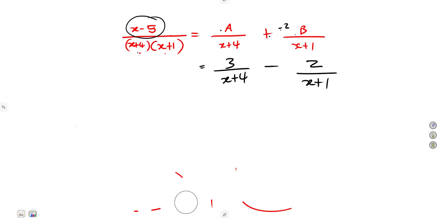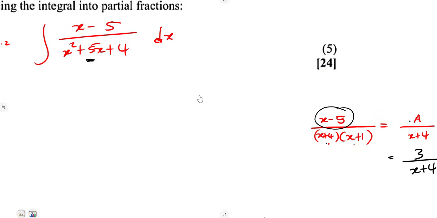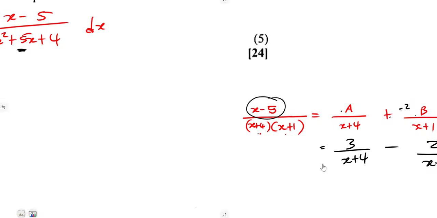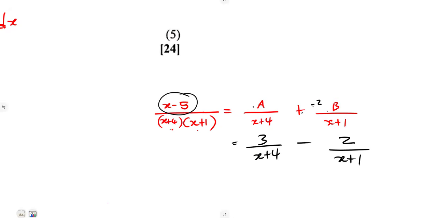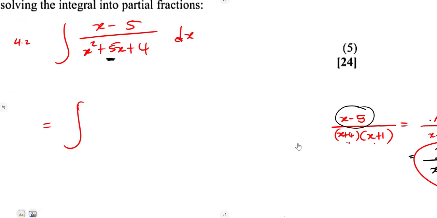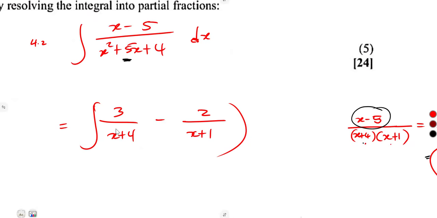That's separated. We have separated this. So it is going to give us these two, so you can integrate that. In our case, it was an integration. So we have to integrate this separated part. So take this as it is, then integrate. All right, that was the whole idea, guys. 3 over what? X plus 4 minus 2 over what? Over x plus 1 with respect to x.